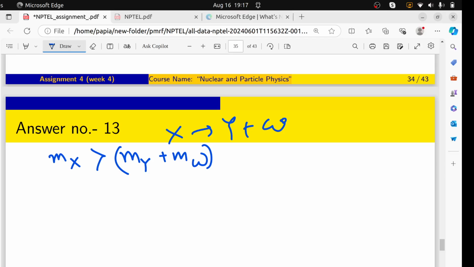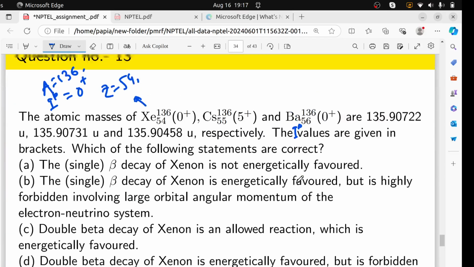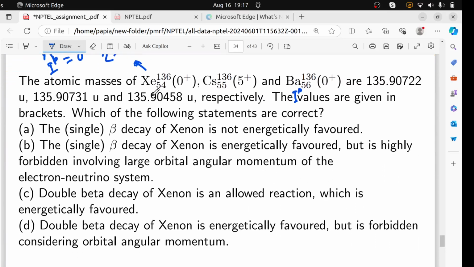At least at rest, if it is at rest. Or it can be like total mass m of x should be greater than m of y plus m of w. Now see, xenon, they are asking the single beta decay of xenon.